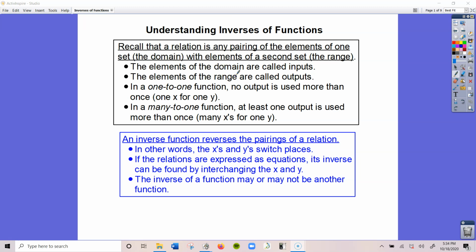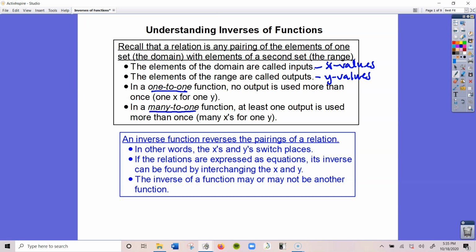The elements of the domain are your inputs, which are your x values, and the elements of the range are the outputs, which are the y values. In a one-to-one function, no output, meaning y, is used more than once. So that means that there is exactly one x for one y. Neither x nor y value repeats.